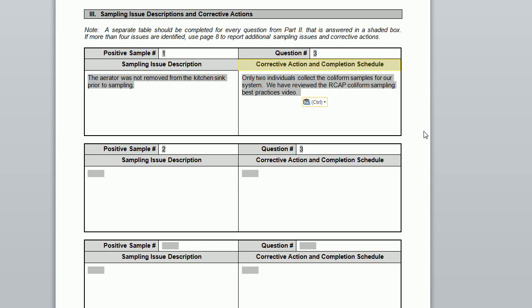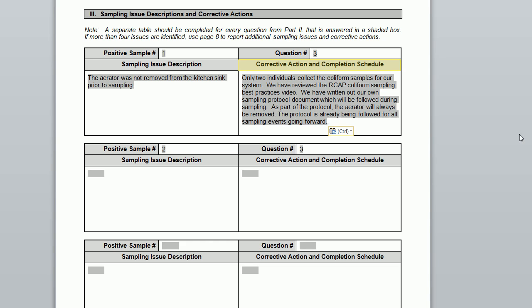Only two individuals collect the coliform samples for our system. We have reviewed the RCAP coliform sampling best practices video. We have written out our own sampling protocol document. As part of the protocol, the aerator will always be removed. The protocol is already being followed for all sampling events going forward.